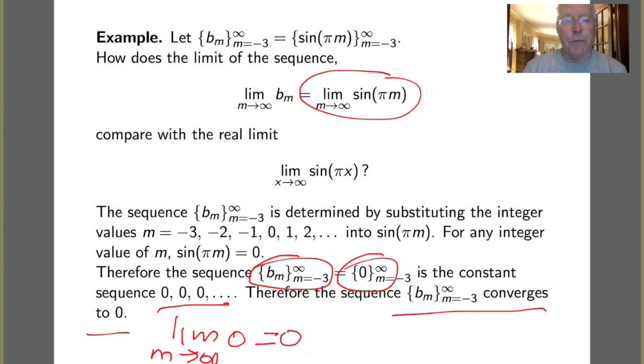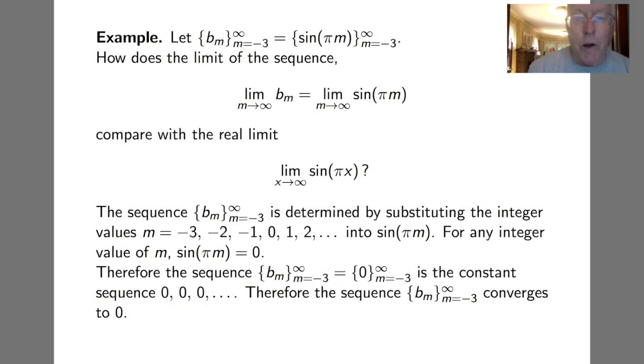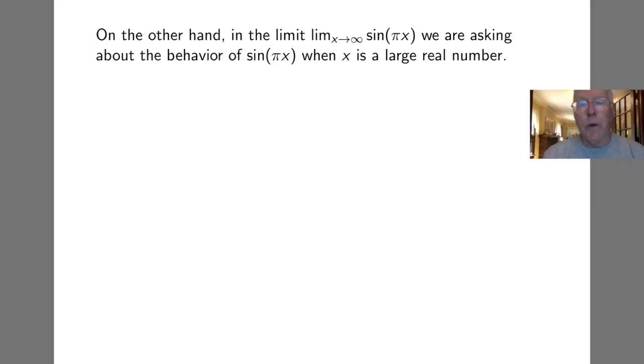On the other hand, if we go back to Calc 1, where we talked about limits of this sort, what if we take the limit as x goes to infinity of sine of pi x? It means we're asking about the behavior of sine of pi x when x is a large real number. So now x is not restricted to integers. It takes on any real numbers and we're letting x get very large. Now, what happens in that case?